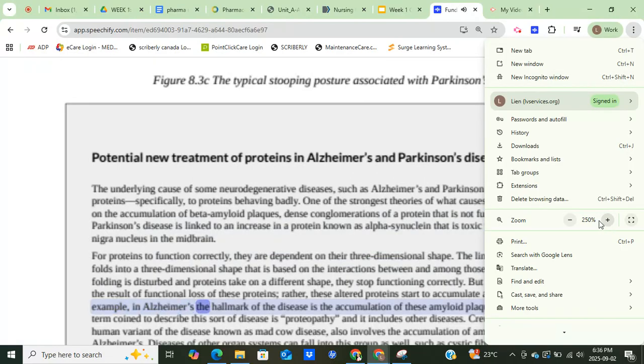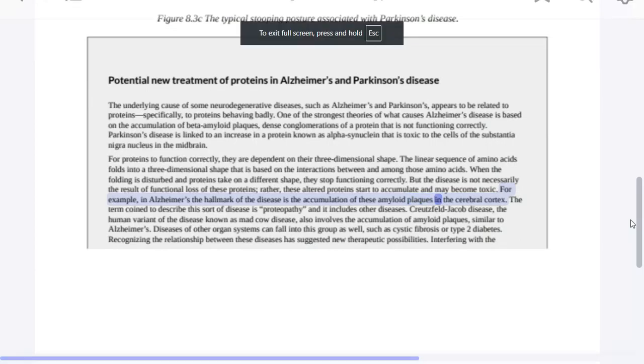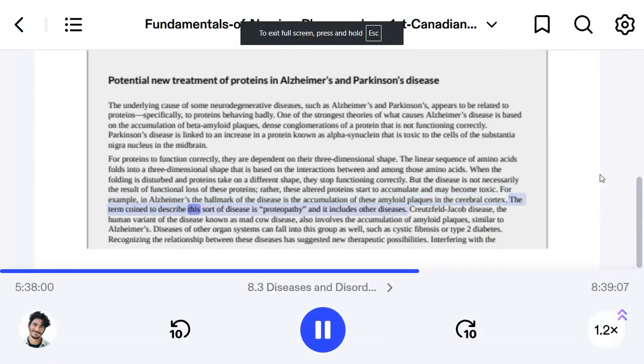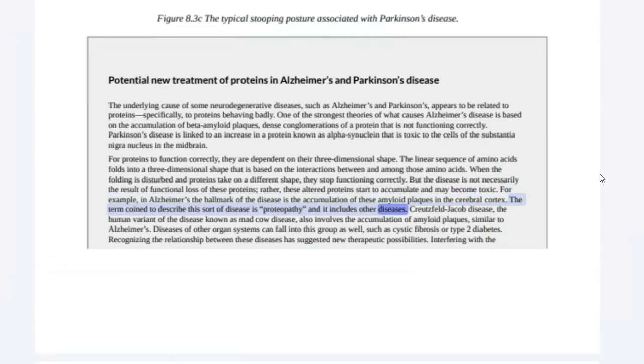For example, in Alzheimer's, the hallmark of the disease is the accumulation of these amyloid plaques in the cerebral cortex. The term coined to describe this sort of disease is proteopathy, and it includes other diseases. Creutzfeldt-Jakob disease, the human variant of the disease known as mad cow disease, also involves the accumulation of amyloid plaques, similar to Alzheimer's. Diseases of other organ systems can fall into this group as well, such as cystic fibrosis or type 2 diabetes. Recognizing the relationship between these diseases has suggested new therapeutic possibilities: interfering with the accumulation of the proteins, possibly as early as their original production within the cell, may unlock new ways to alleviate these devastating diseases.